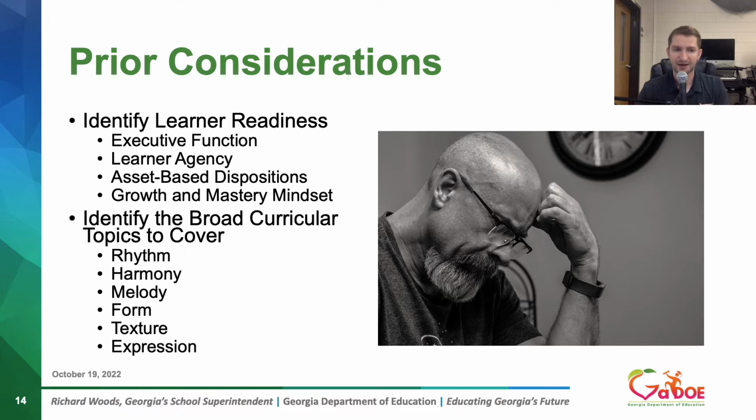And then next is identify your broad curriculum topics that you need to cover. So, just as an example, when I'm talking about elements of music, here tend to be the ones that I do: rhythm, harmony, melody, form, texture, and expression. These are the buckets that I want to focus on. I don't want to go too much further in than that. Otherwise, I start to limit and take away the personalization.